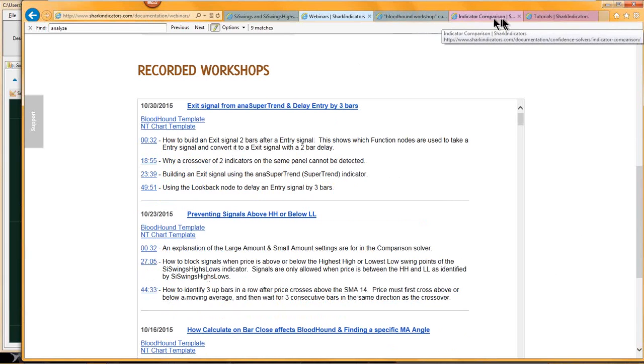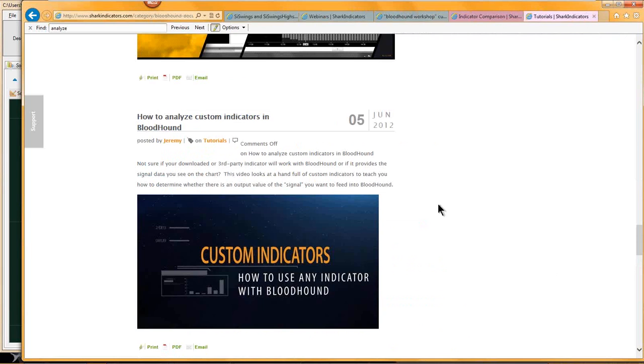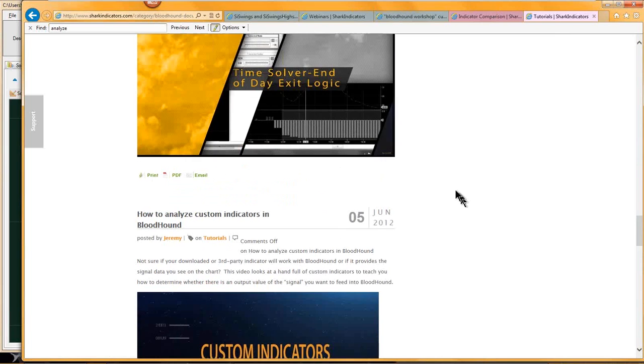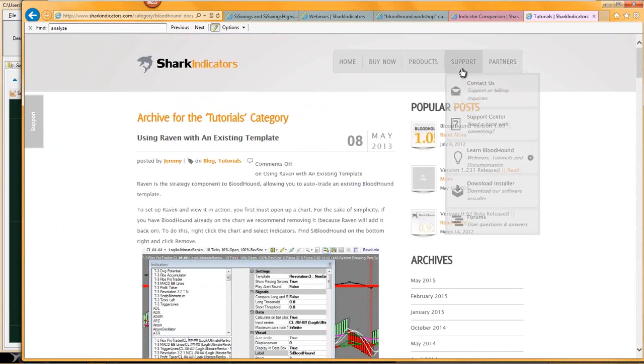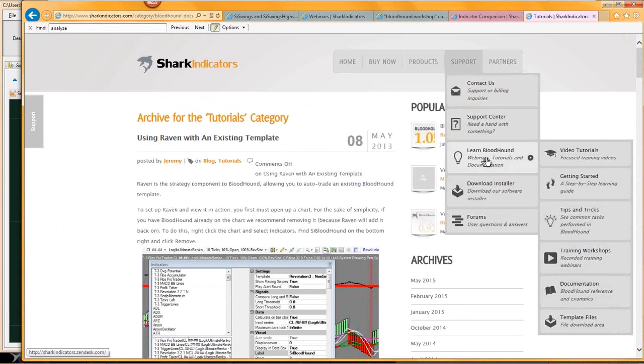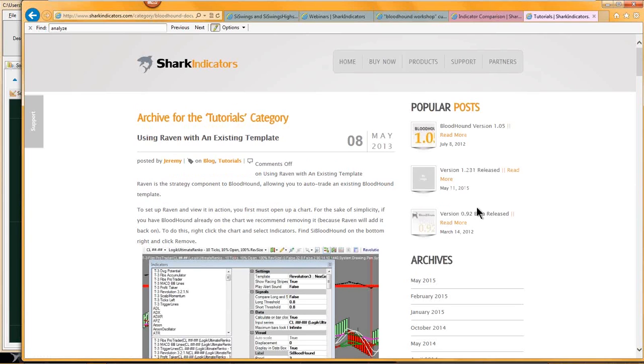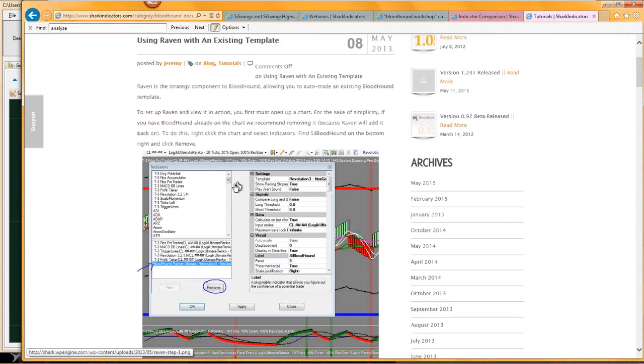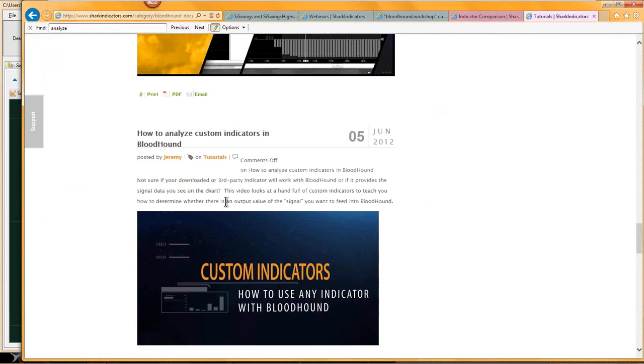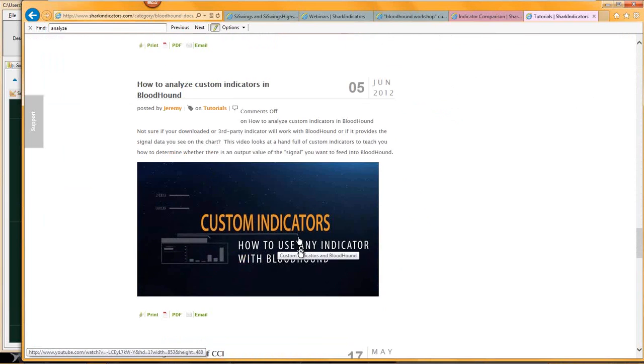So what I'd suggest again, Steve, is just go back to this tips and tricks page. Once again, go to support, learn BloodHound, and tips and tricks. In this section, if we scroll down, you'll see how to analyze custom indicators. That's kind of the official one, so that's the better video to watch right there.